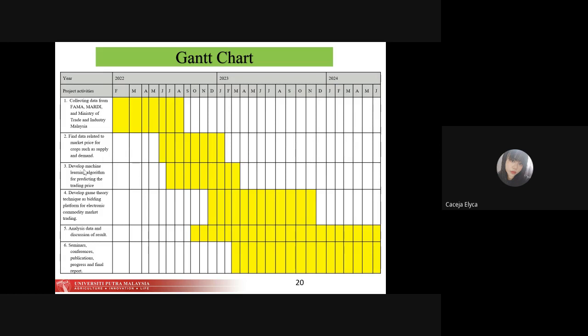Oil palm and the other one, and then maybe try to combine it later, and for other food prices also. And here I will try to figure out how to develop a game theory technique. And last, I will do an analysis of data and discussion.